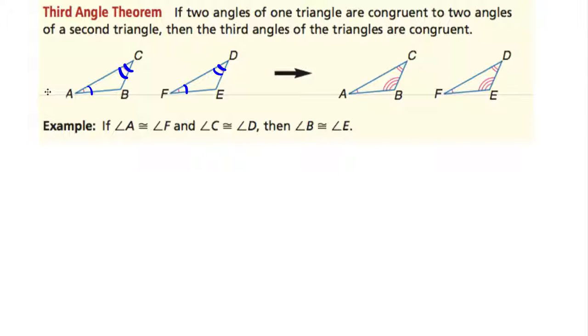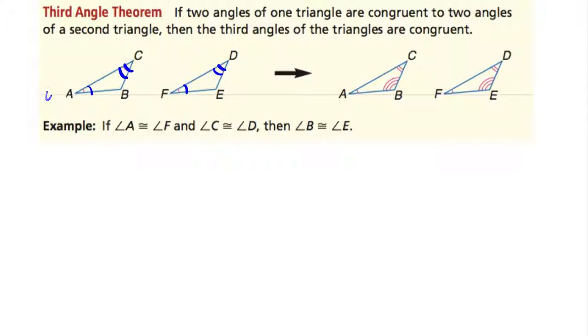Now imagine A is 40 degrees and C, we'll say, is 60 degrees. That means that angle F is 40 degrees and D is 60 degrees. Well, that adds up to 100 degrees. So that leaves only 80 degrees left for angles B and E. So B must be 80, E must be 80, showing that they are congruent.